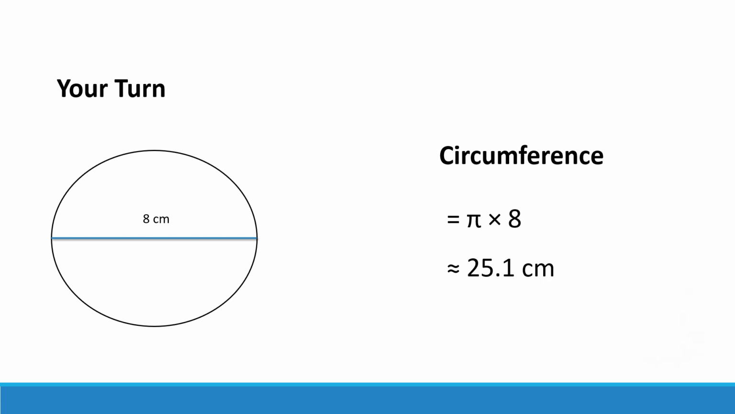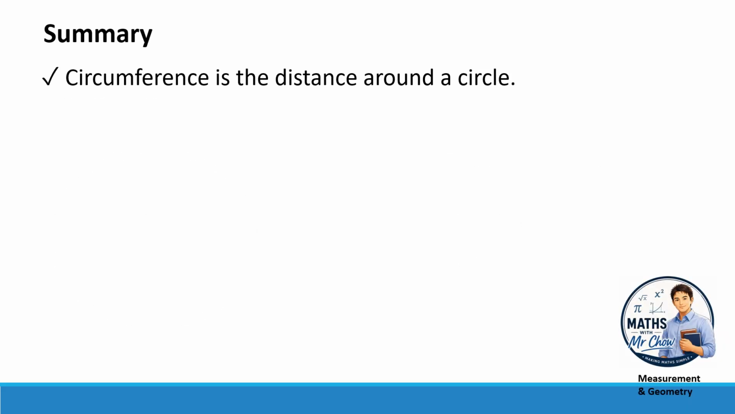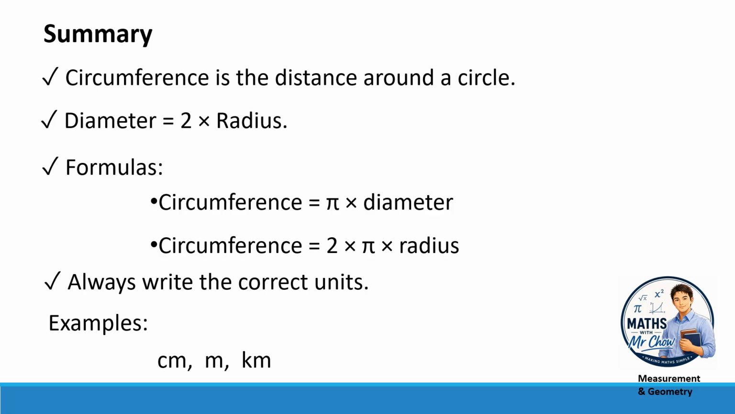Great job! Let's review what we've learned today. The circumference is the distance around a circle. Remember, the diameter is twice the radius. If you know the diameter, use the formula: circumference equals pi times the diameter. If you know the radius, use the formula: circumference equals 2 times pi times the radius. Finally, always remember to write the correct units, such as centimeters, meters, or kilometers.